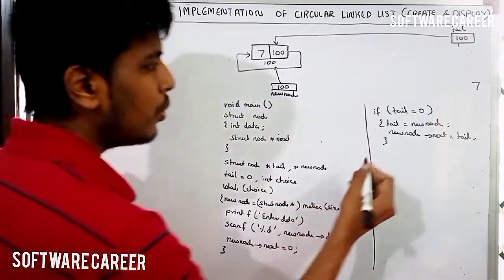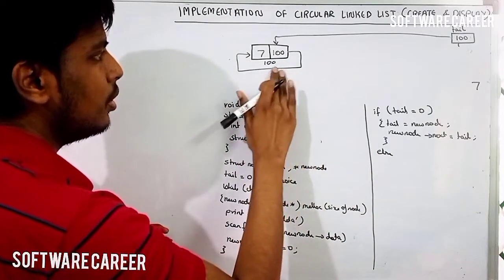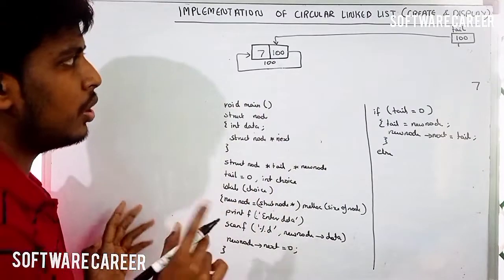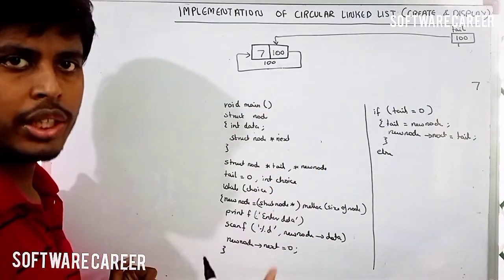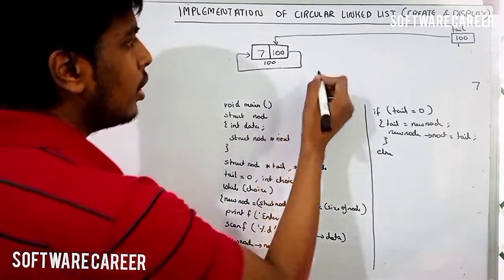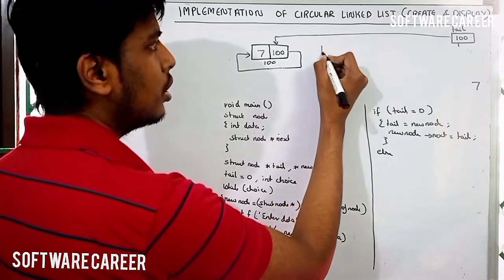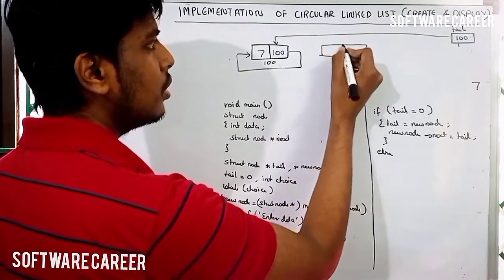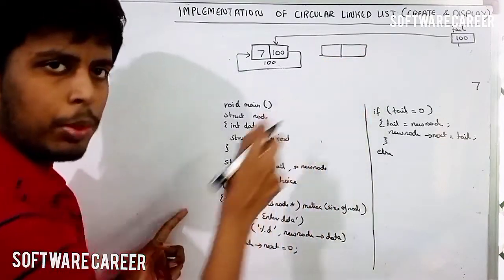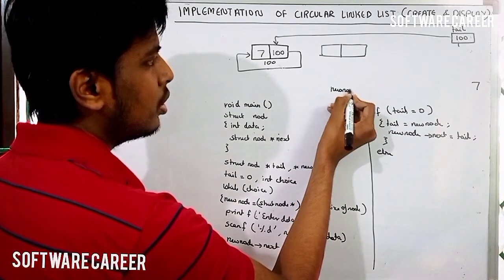Now see, the next condition is else. Suppose this is the circular linked list. Now you have created one node and you want to create a second node. How can you create a second node in a circular linked list? See, I am going back. Now I am creating a new node, and for this new node I have to have a pointer to access it. So I am creating a pointer called new node.